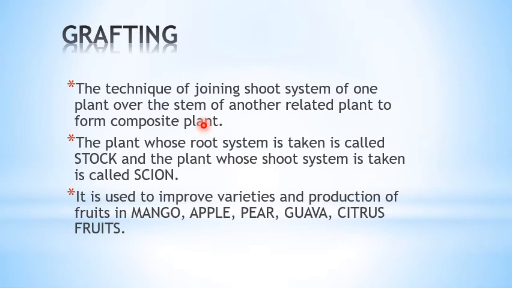We join both to make a new plant whose root and shoot will both be strong, and they will give us our desirable production of the fruit. The plant whose root system is taken is called the stock, and the plant whose shoot system is taken is known as the scion. So it is used to improve the varieties and the production of the fruits in mango, apple, pear, guava and citrus fruits like orange and lemon.